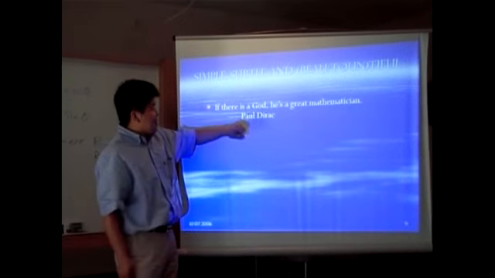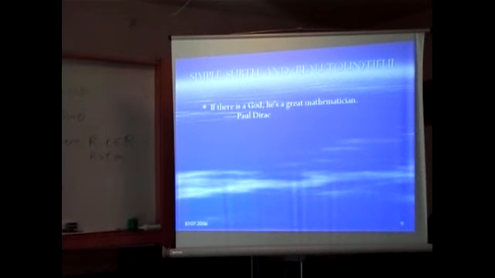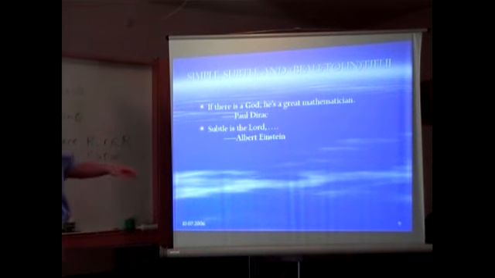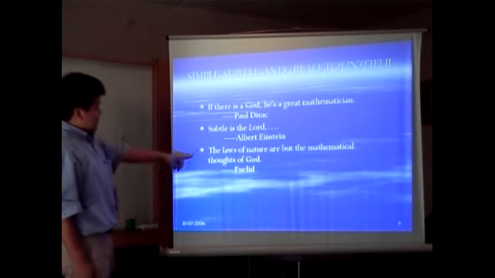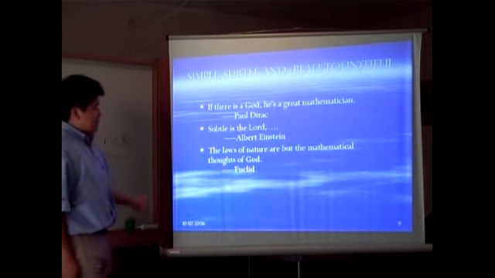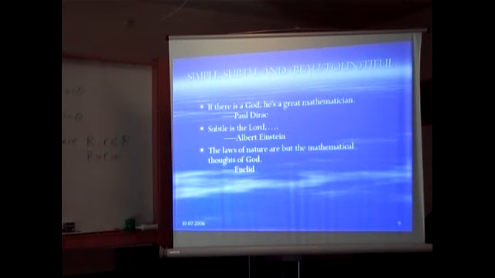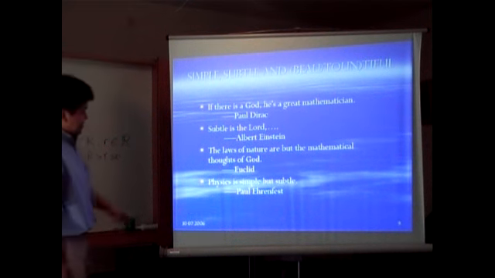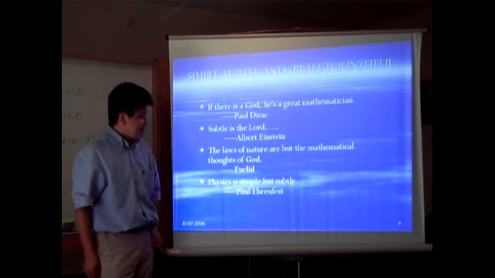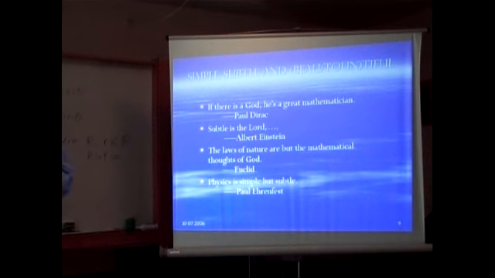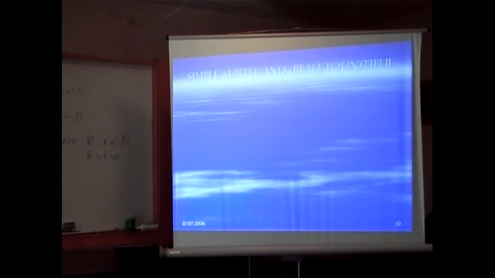Let's say, go back to God. Dirac said that if there is God, he's a great mathematician. And another one, Einstein, said, sun is the Lord. Euclid said that laws of nature are but mathematical thoughts of God. There's something with God. And there's one more. He said, physics is simple but subtle. And the question is how the simplicity and subtlety can be combined to get something that really describes the thing.